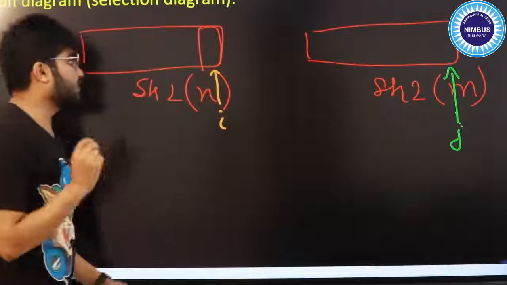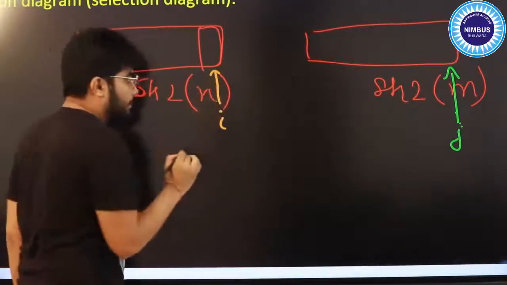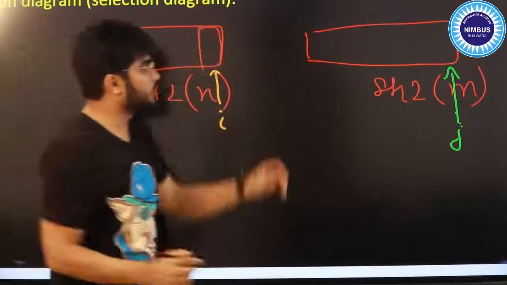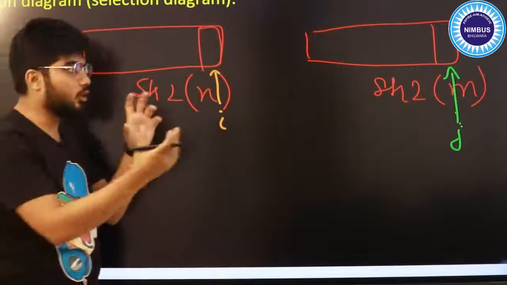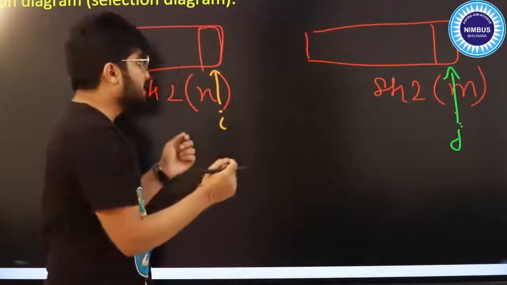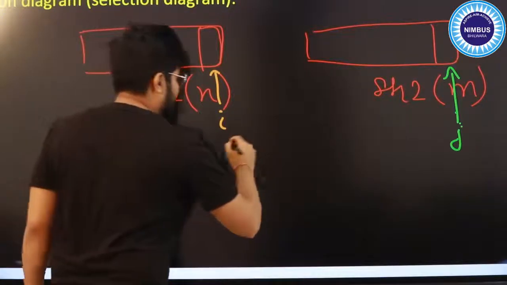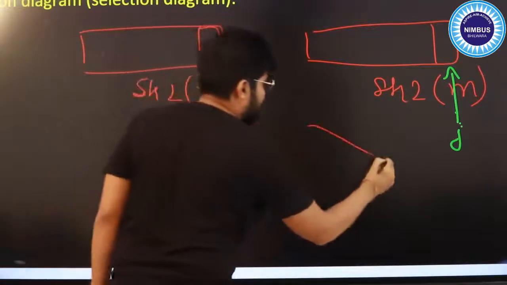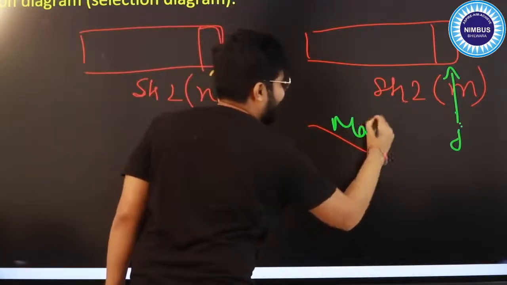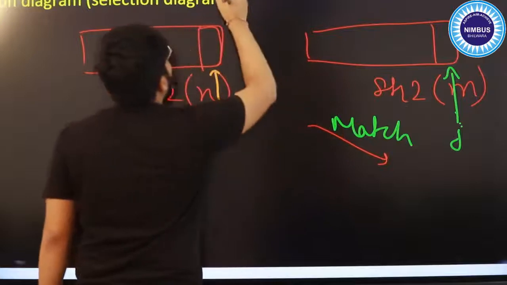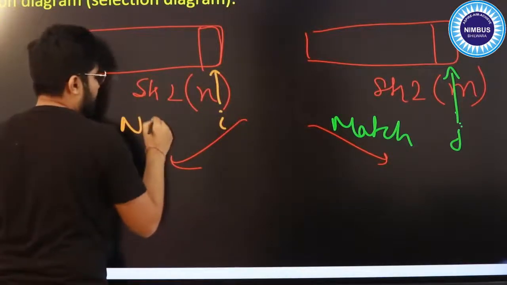So our selection diagram or recursion diagram: what are the possibilities for these two characters? There are only two possibilities, either we match or we don't match. So let's make two possibilities. With green let's write match, and with orange let's write not match.